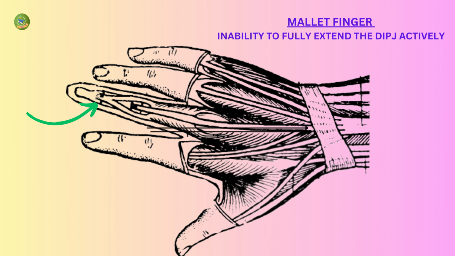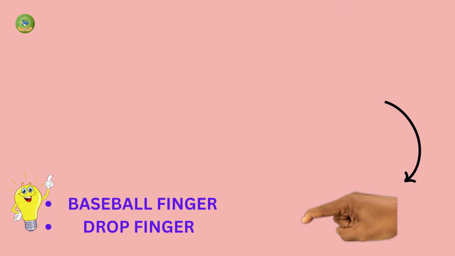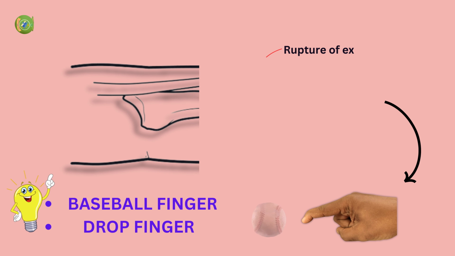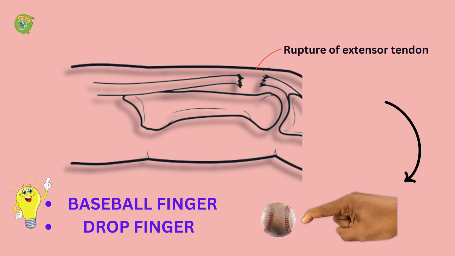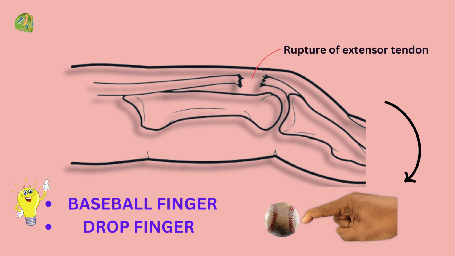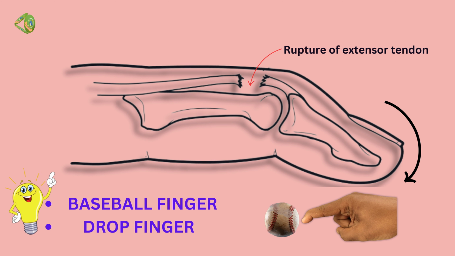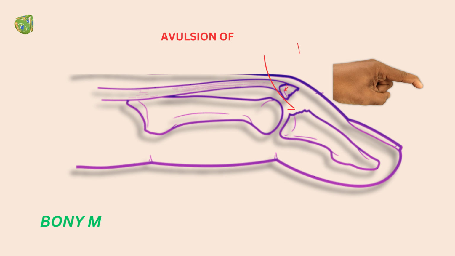Patients present with a painful or painless deformity and inability to fully extend actively the DIP joint. The injury can be purely tendinous or with a bony component. Mallet finger is also known as baseball finger or drop finger. Avulsion of a bony fragment, bony mallet.